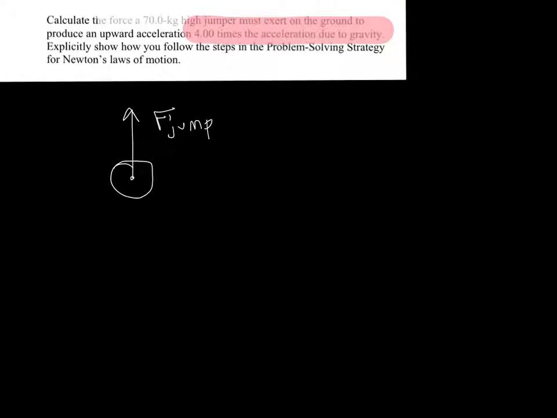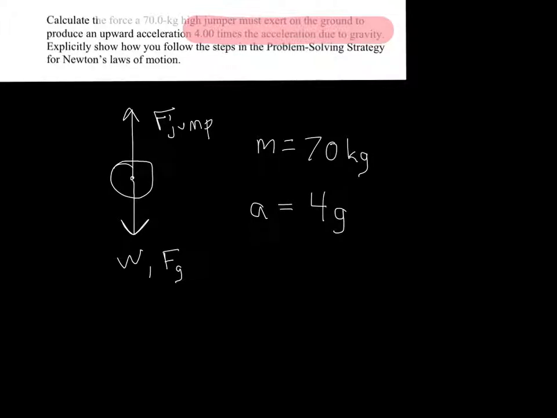Now if I look at what other forces are acting on me, I'm drawing a free body diagram, I'm drawing a picture of this. The other force that's going to act to pull me back down to the ground is going to be the weight, the force of gravity, which sometimes you'll see labeled as W, sometimes you might see this labeled as F sub G, the force of gravity. They're both representing the same thing. We're told that the mass of this jumper, if we're going to write all of our knowns, is equal to 70 kilograms. And we're also told that our total acceleration has to be equal to 4 times the acceleration due to gravity, which we know is labeled as g, typically, where g is equal to 9.8 meters per second squared.